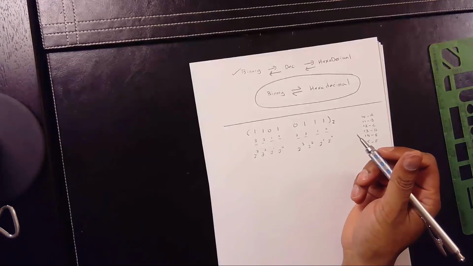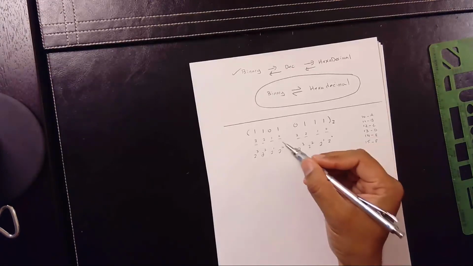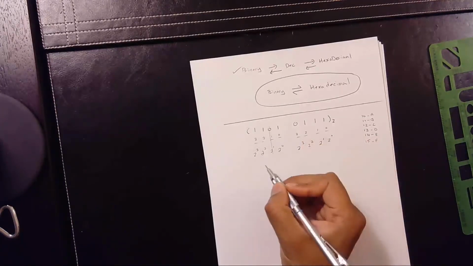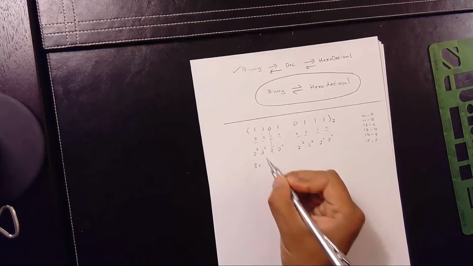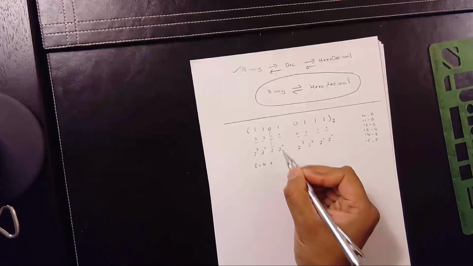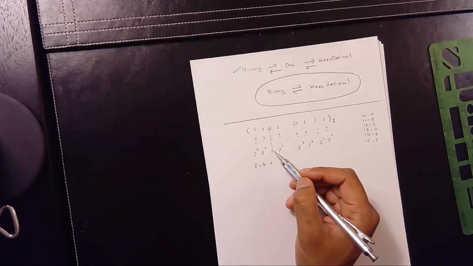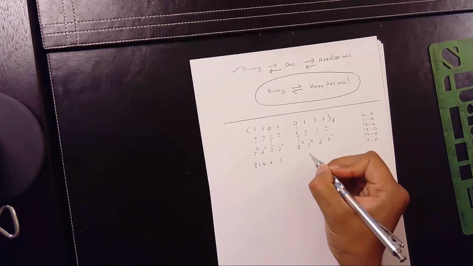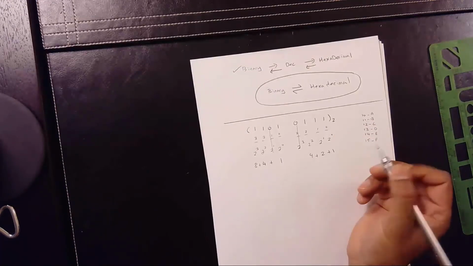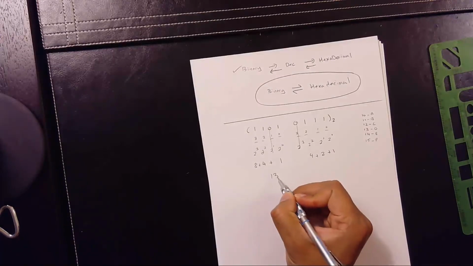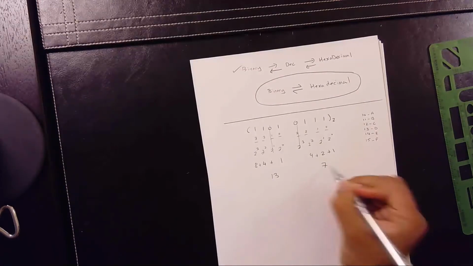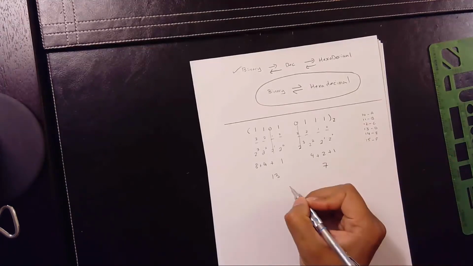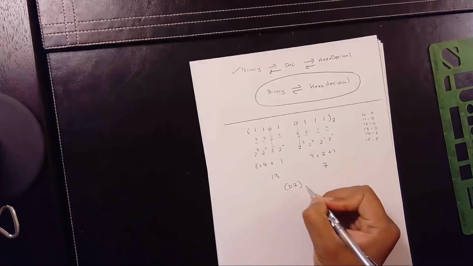Obviously, if there's a 0, you don't even look at it. So we have 8 plus 4 plus 1. Skip this because it's a 0. We're going to skip that. 4 plus 2 plus 1. We end up with 13, 7. What's the number 13 in hexadecimal? It's D. So the number is D7 hexadecimal.